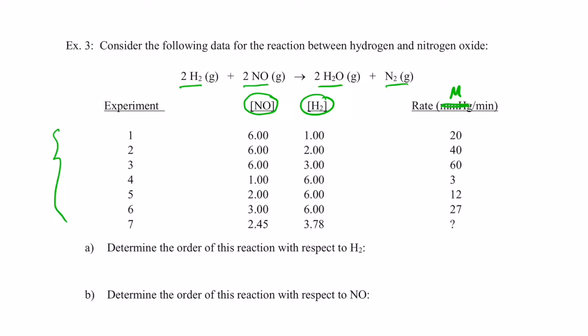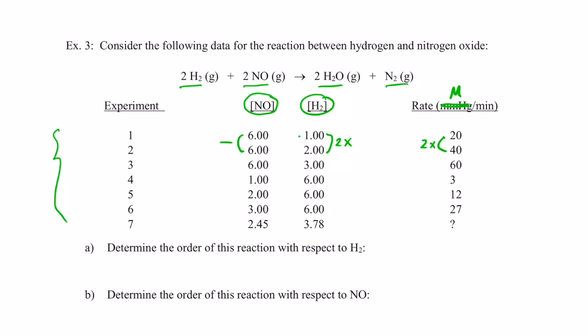So in my first experiment, the concentration of NO is 6 moles per liter, and H2 is 1 mole per liter. We put that in a cylinder, and we measure the concentration change. Don't worry about how or why, but we get it to be 20 molarity units per minute. In the second experiment, I keep the concentration of NO constant. Still 6 moles per liter, but I've doubled the concentration of H2. When I do that, my rate doubled. Isn't that interesting? When I doubled H2, the rate doubled.